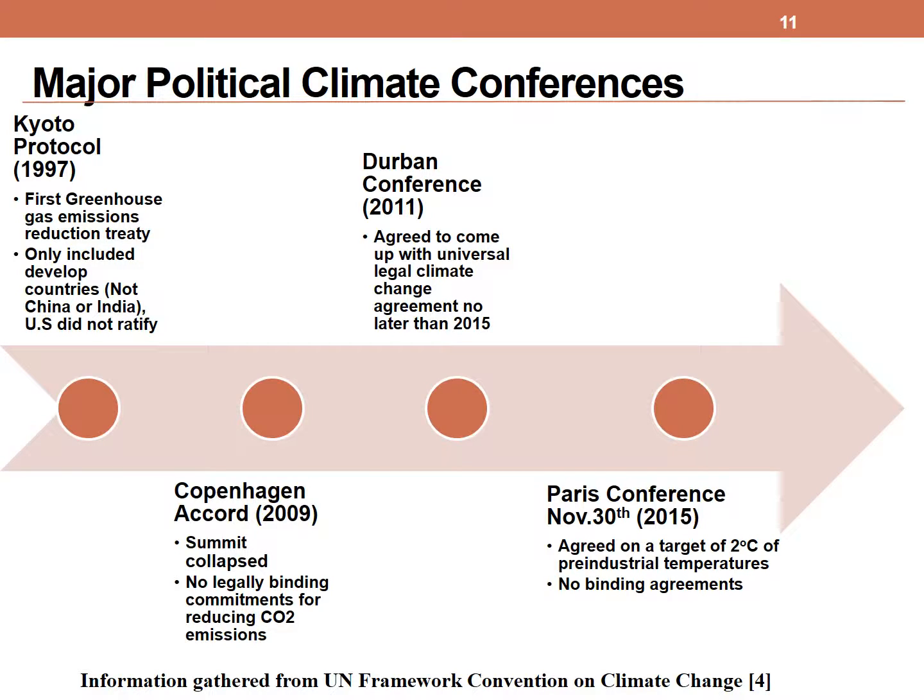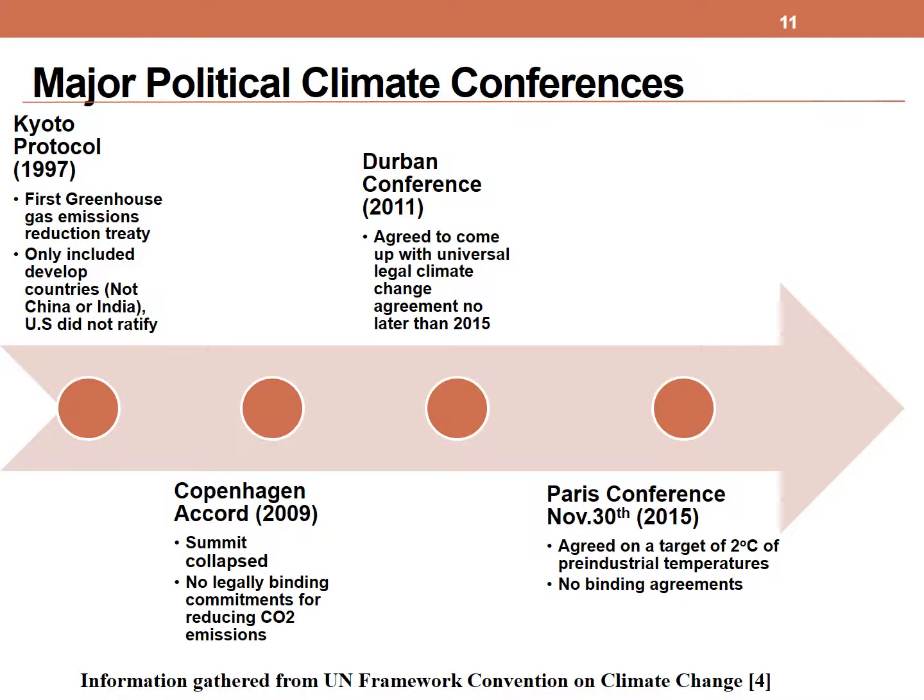There have been 4 major political climate conferences addressing greenhouse gases. The first being the Kyoto Protocol in 1997. This was the first greenhouse gas emission reduction treaty, but only included developed countries. So it did not include China or India, which are 2 of the main contributors to CO2 emissions, and the United States did not ratify that treaty as well. So no change was really coming out of the Kyoto Protocol.